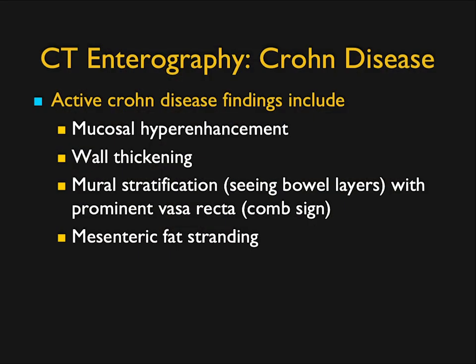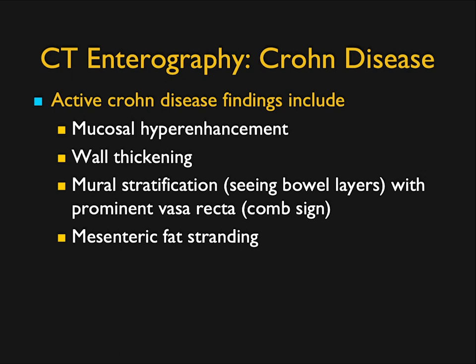Now, when we also speak about obstruction, we talk about inflammatory disease, Crohn's disease. With Crohn's, we look for all sorts of things, from activity of disease. And for activity, we look at mucosal hyperenhancement, we look at wall thickening, we look at the comb sign, we look at mural stratification, we look at the mesenteric fat, we look at relationships of small bowel to large bowel, and we often look at follow-up studies.